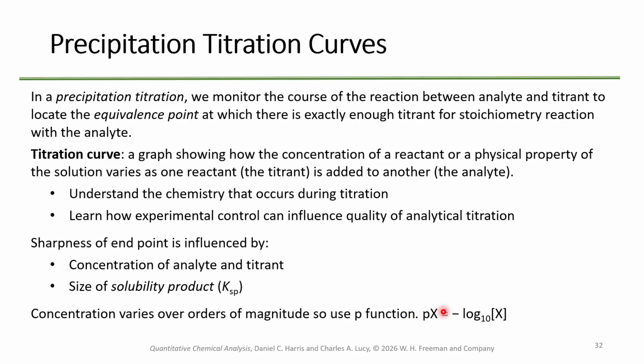That concentration varies over orders of magnitude. So you actually have to use a P function wherever you're looking at these things typically. That would be a pX, which is the negative log base 10 of whatever you're looking at. You already know this scale because we typically use pHs for this, right? So this was always pH, and then milliliters of our titrant, NaOH, HCl, whatever. You've already gotten used to it.